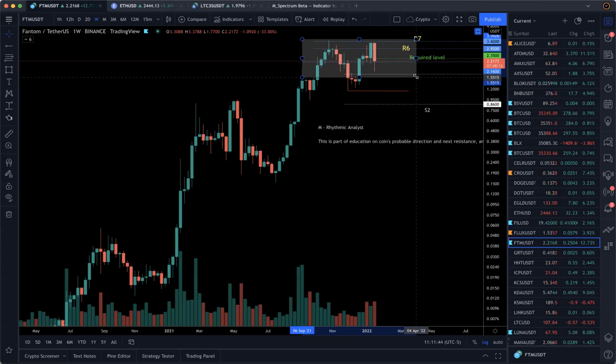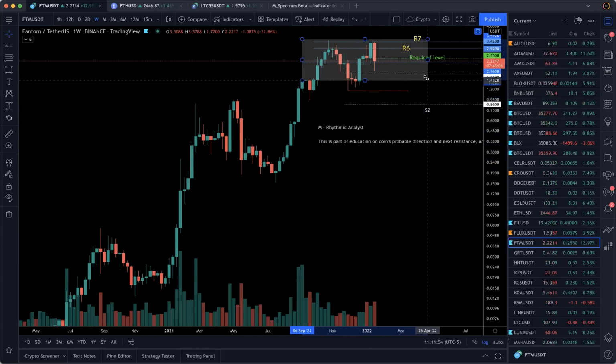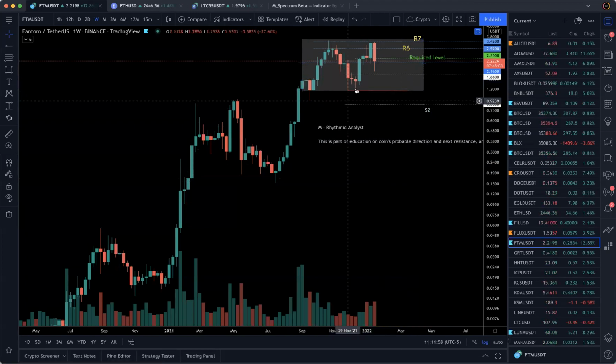So in short, this is the first defense, this is the second defense, this is the third defense, and ultimately this lower level. So I would keep it here. This is our optimum critical level because this is a swing low. Make sense?